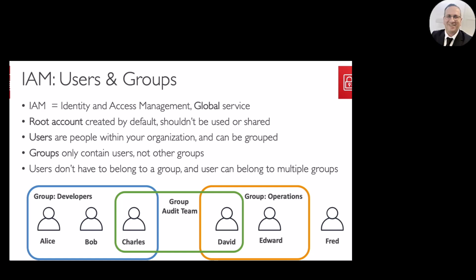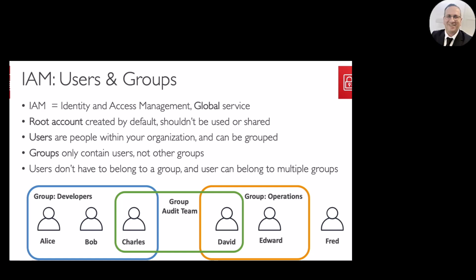David and Edward work together in operations. So we'll create an operations group. What about Fred? He's alone and doesn't belong to any group. While that's not best practice, AWS allows it. Important note: groups can only contain users, never other groups. Also, a user can belong to multiple groups. For instance, Charles and David might both be part of a separate audit group in addition to their main groups.